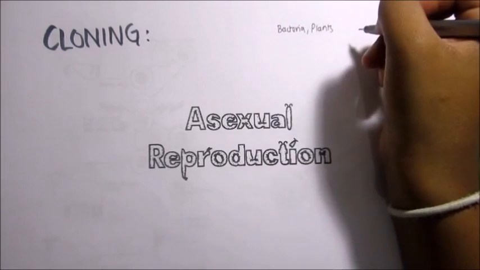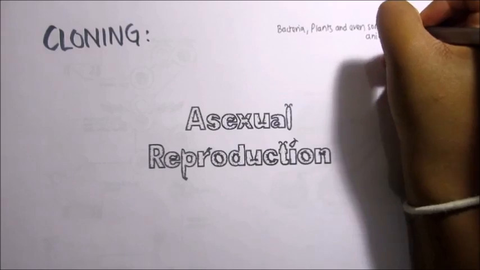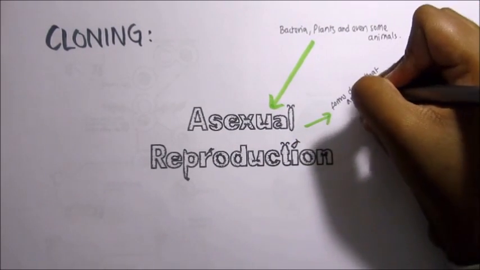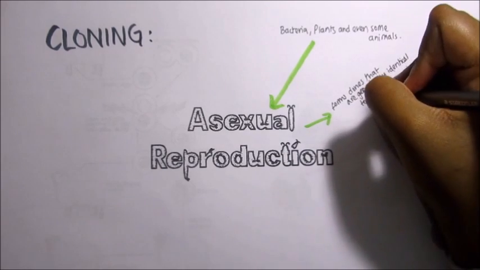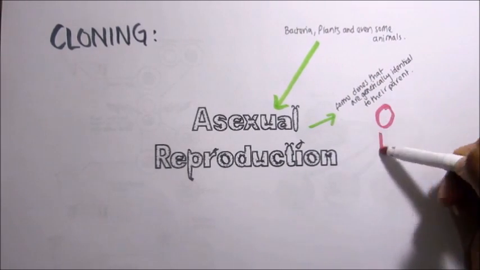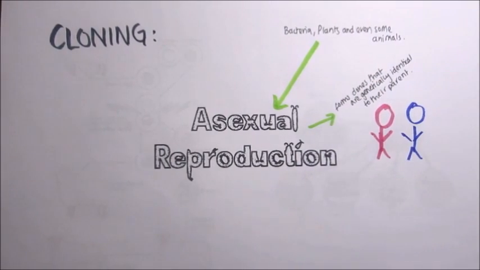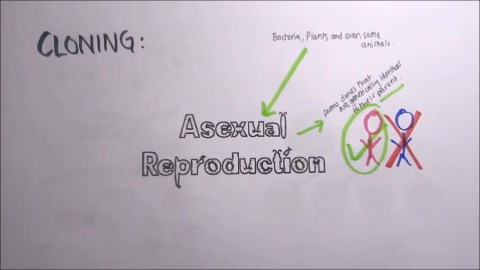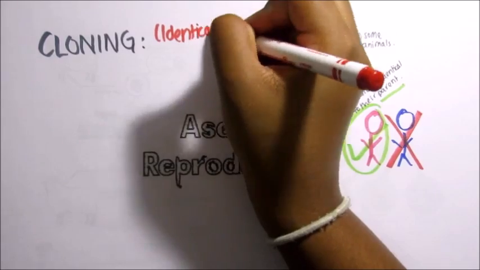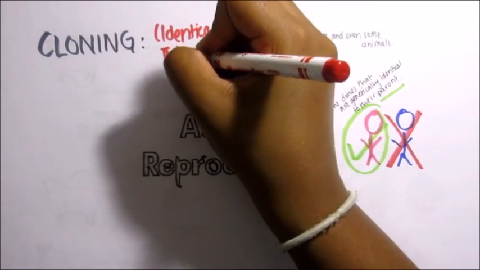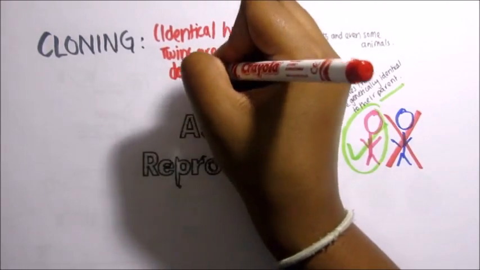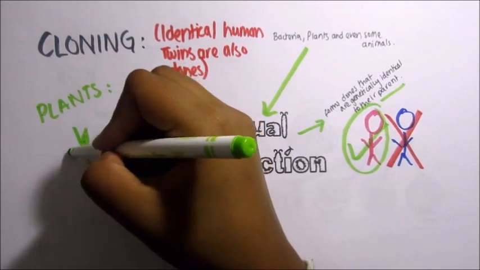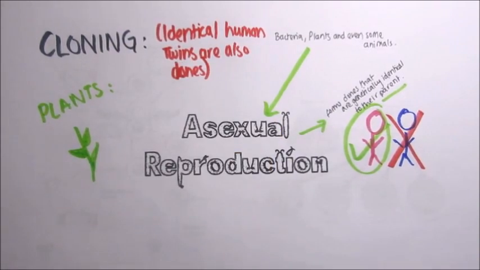Clones are genetically identical individuals. Bacteria, plants, and even some animals can reproduce asexually to form clones that are genetically identical to their parent. Asexual reproduction only requires one parent, unlike sexual reproduction, which needs two. Since there is only one parent, there is no fusion of gametes, i.e. the sex cells, and no mixing of genetic information. As a result, they are genetically identical to their parent and to each other. Identical human twins are known as naturally occurring clones.